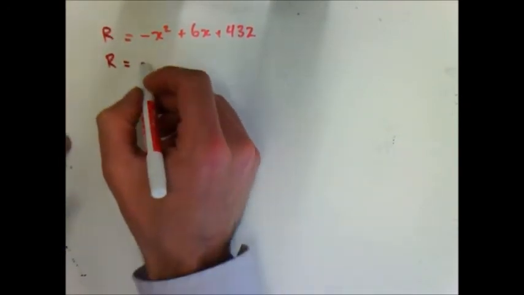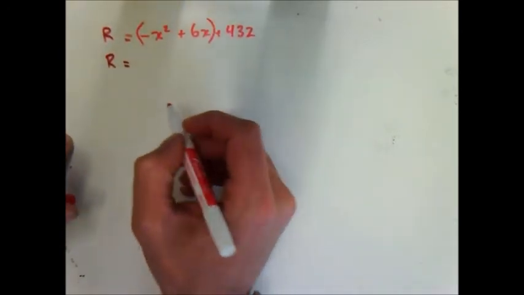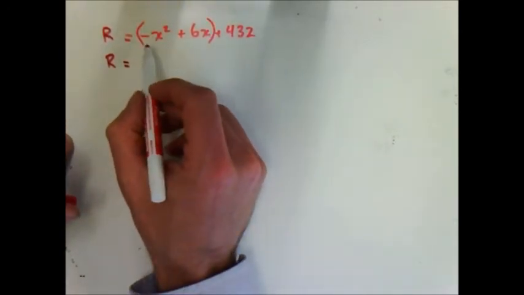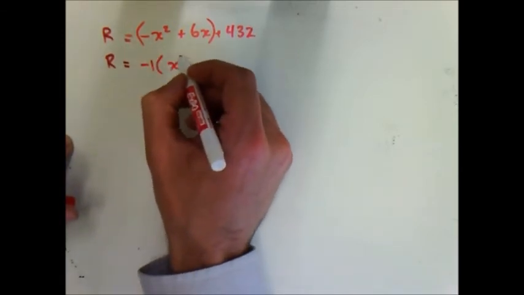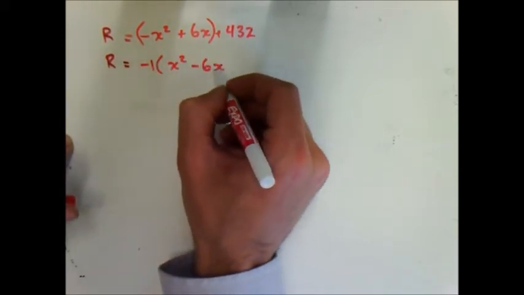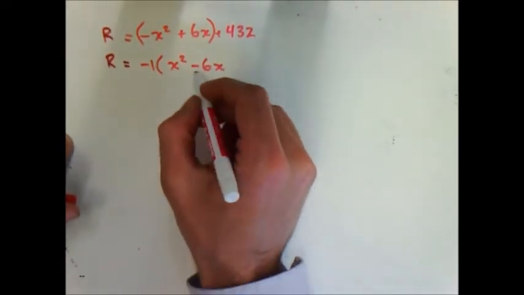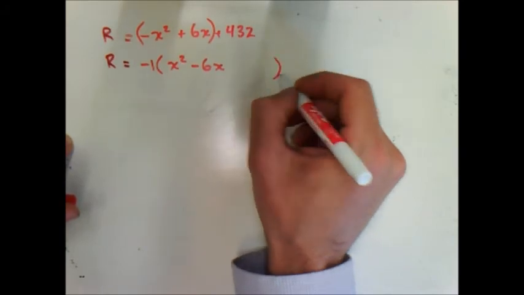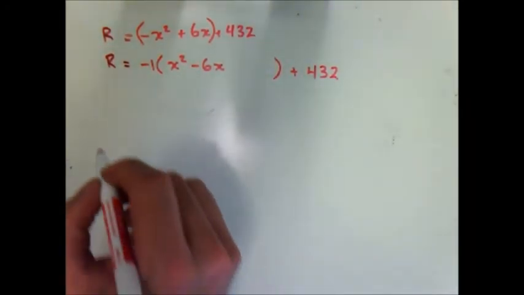First step to completing the square, group our first two terms and factor out the negative 1 so that we have a coefficient of 1. So we have negative 1, and in the brackets we have x squared minus 6x. Notice how that changed the sign of my 6x term. I'm going to leave some space inside the bracket. We have plus 432 on the outside still.